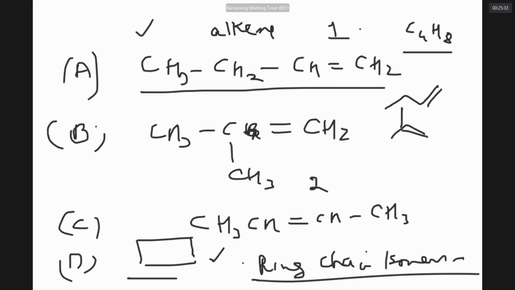Notice in cyclobutane, all carbons are sp3 hybridized. In butene, two carbons are sp2, two are sp3. So, ring chain isomers. Okay, sir? Are we very clear? Hello? Yes, sir.